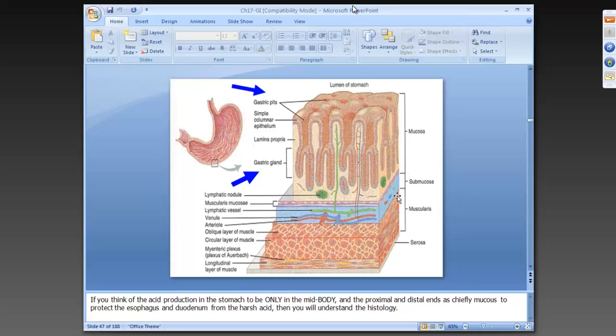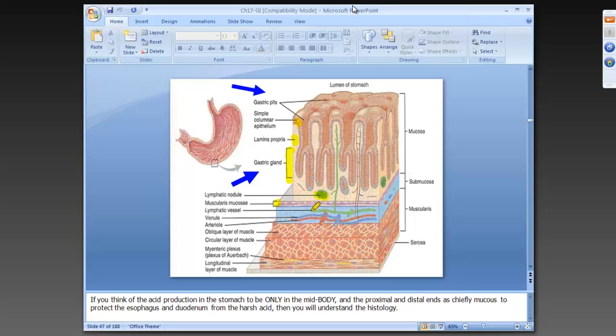This is the mucosa, with the muscularis mucosa and serosa, and you see the gastric pits with simple columnar epithelium. That one is awful. This one is better. Simple columnar epithelium, the lamina propria. This is the gastric gland. This is a lymphatic nodule.